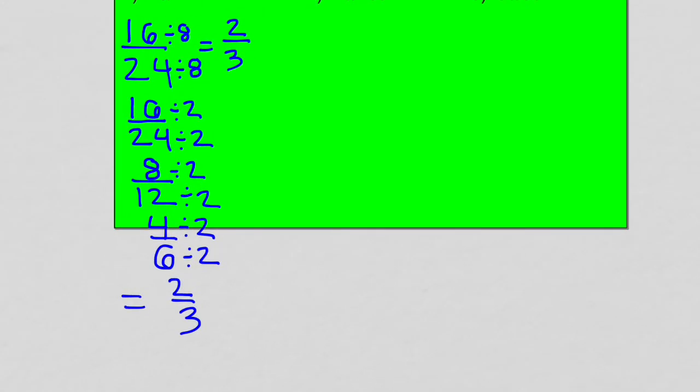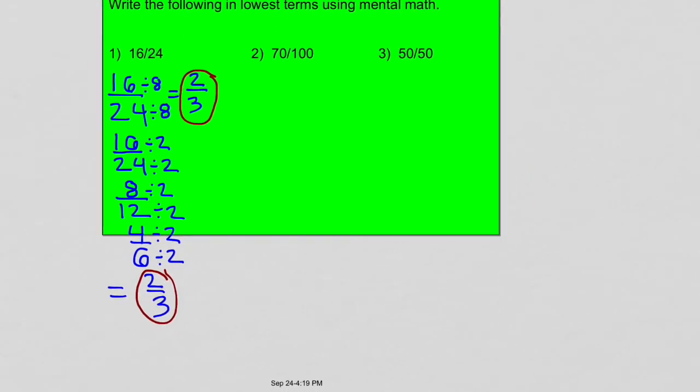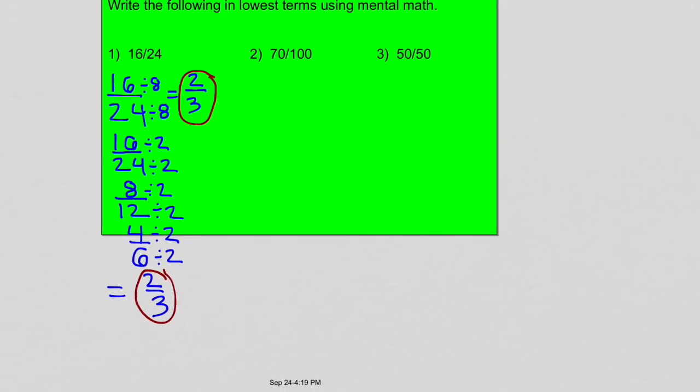Either way you slice it, the fraction in lowest terms of 16 over 24 is 2/3. Either way would be fine, but that's more of a mental math approach where we use some of our knowledge of divisibility and factors to figure out what numbers we can divide into the numerator and denominator.